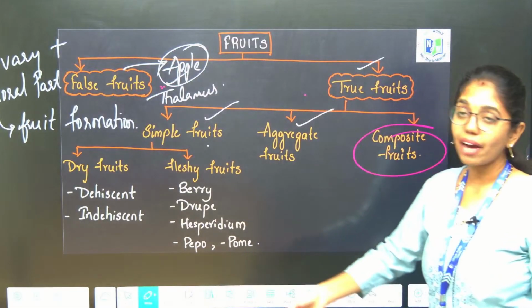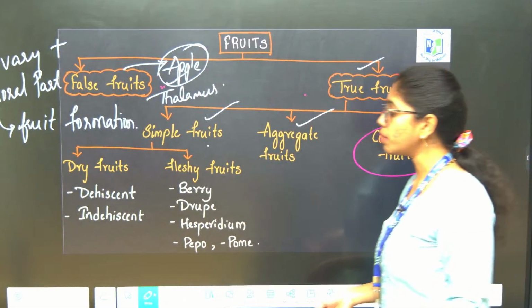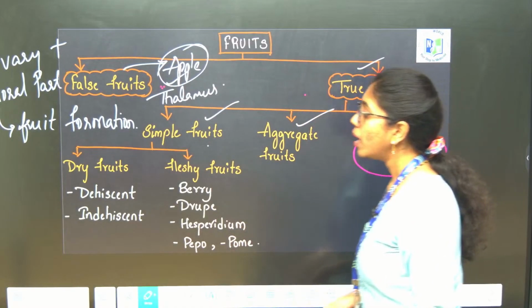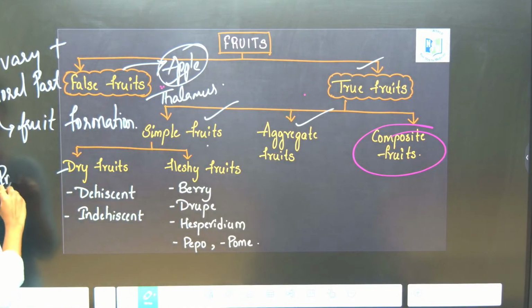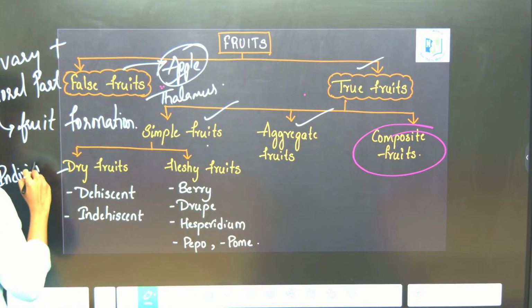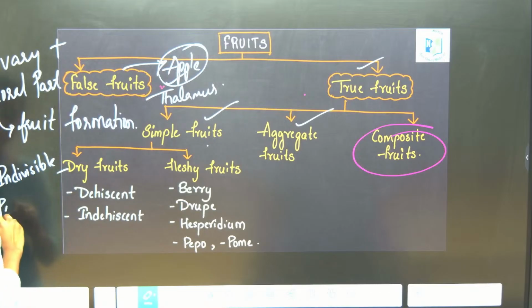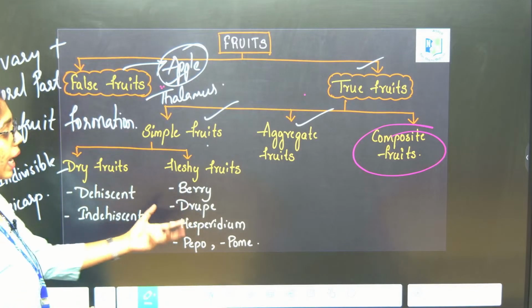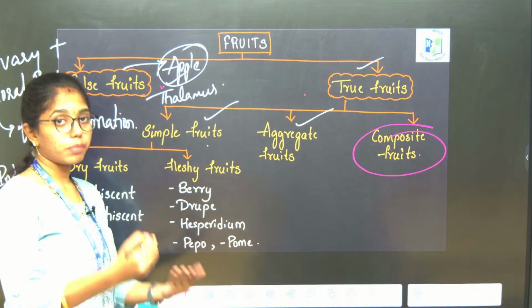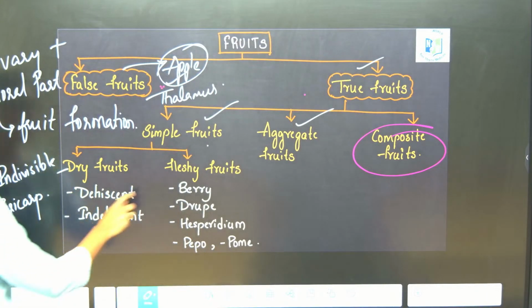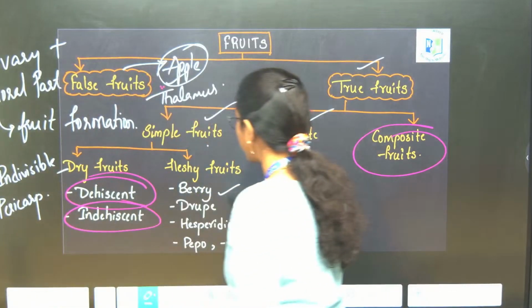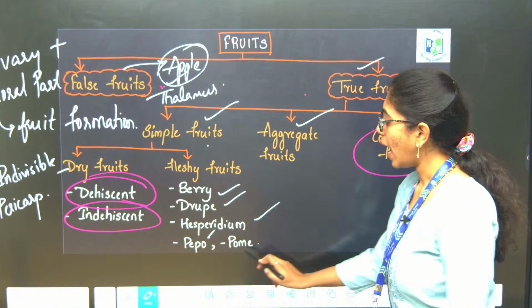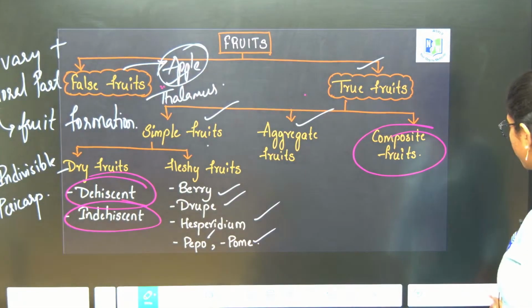Simple fruits, as we have just discussed, based on divisible or indivisible pericarp, are dry fruits and fleshy fruits. Dry fruits have indivisible pericarp, and fleshy fruits have divisible pericarp, where it is divisible into epicarp, mesocarp and endocarp. Dry fruits have dehiscent and indehiscent types. Fleshy fruits have berry, drupe, hesperidium, pepo and pome. These are 5 different types of fleshy fruits.